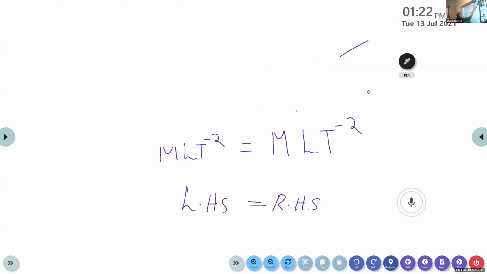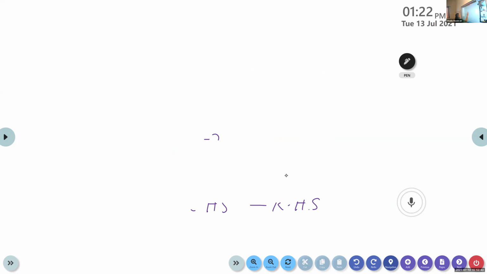Suppose we can consider the equations of motion. Do you remember the equations of motion that you already studied in 9th standard? V is equal to U plus AT. V is equal to U plus AT. Okay. Do you remember this equation?